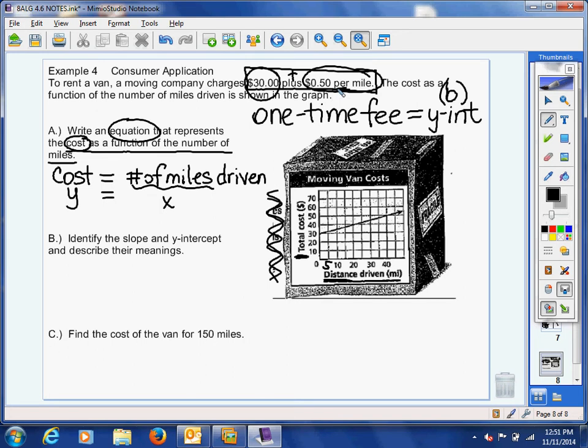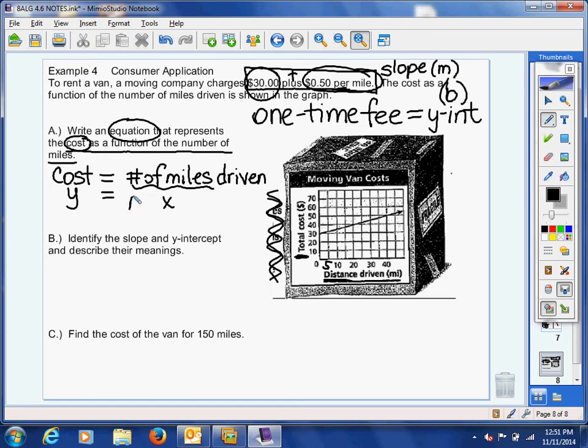your slope. So this is going to end up being your slope because it's affected by the number of miles driven. The more miles I drive, the more money I pay. Okay? So the 50 cents is going to increase every mile that's driven. So that's how I know it's the slope.